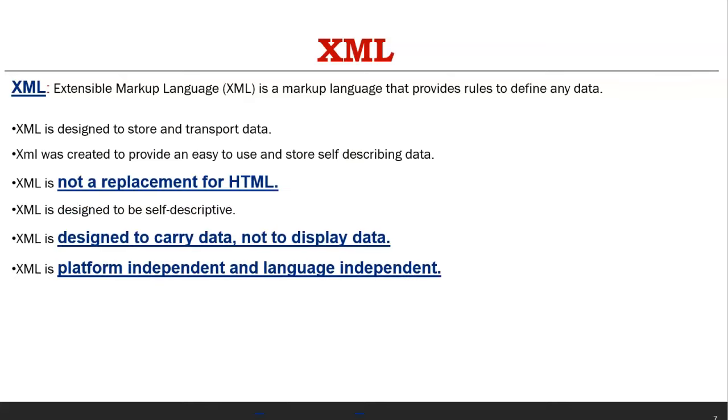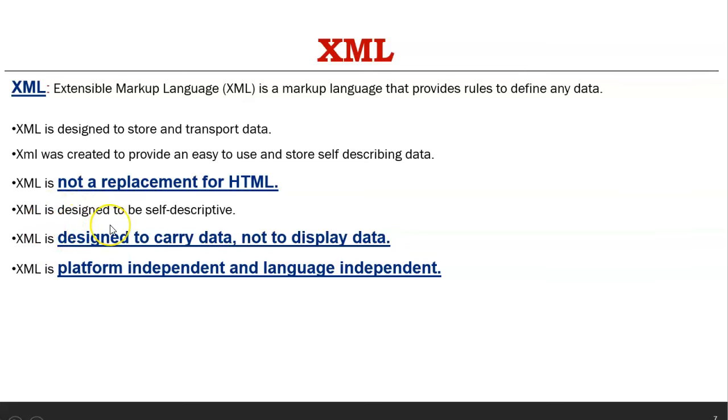There are some properties of XML. XML is designed to store and transport data, and was created to provide an easy way to use and store self-descriptive data. It is not a replacement of HTML. It has nothing to do with HTML. HTML has its own language, XML has its own use case. Even SAML uses XML, if you already remember the federation protocol SAML, to exchange this token or information between the identity provider and service provider.